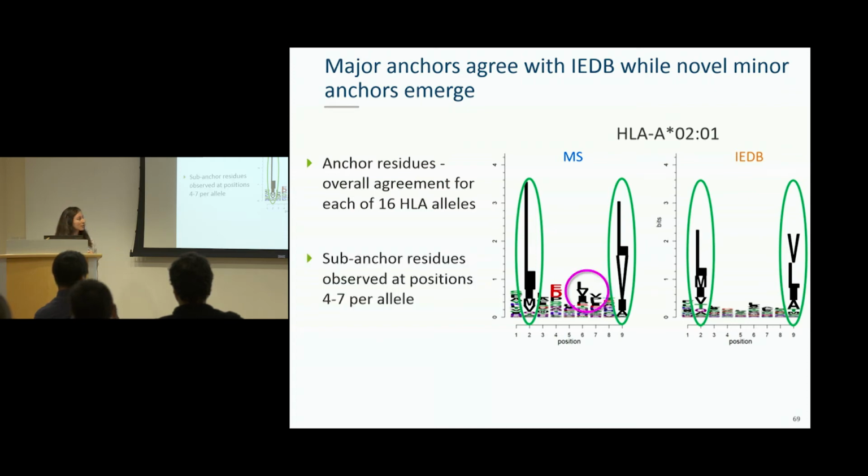But also interestingly, we tend to see a more pronounced signal for inner positions in the peptide, for example here in position 6 and 7. And these could potentially be sub-anchors that were not appreciated before. I'm showing A0201 here, but this was really the case across each one of the 16 alleles that we profiled.